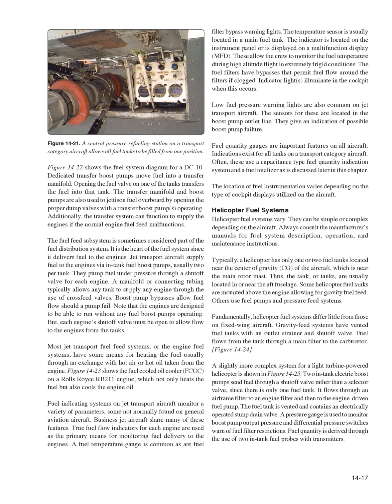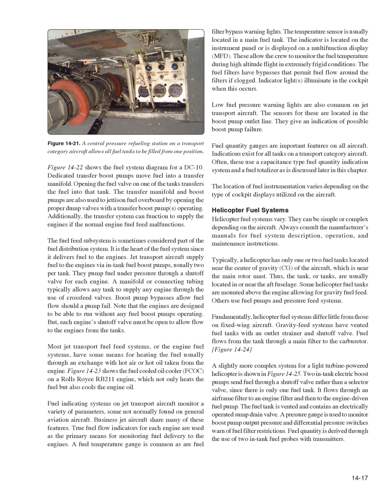Fundamentally, helicopter fuel systems differ little from those on fixed-wing aircraft. Gravity feed systems have vented fuel tanks with an outlet strainer and shutoff valve. Fuel flows from the tank through a main filter to the carburetor. Figure 14-24, a slightly more complex system for a light turbine-powered helicopter, is shown in Figure 14-25.